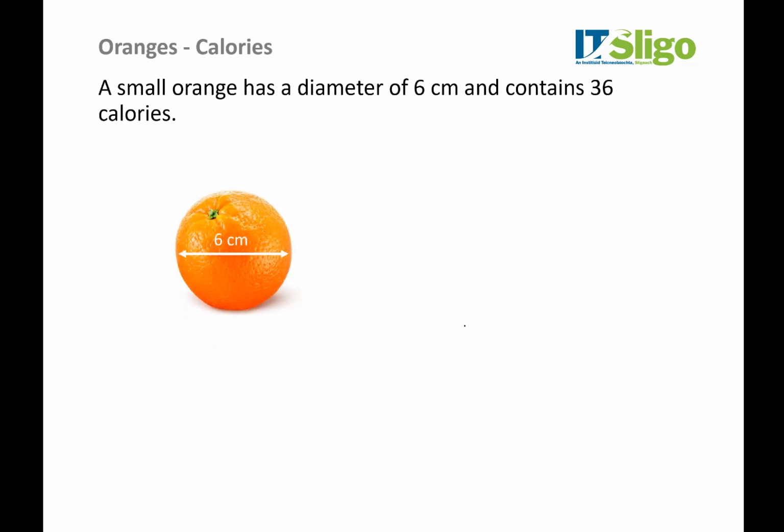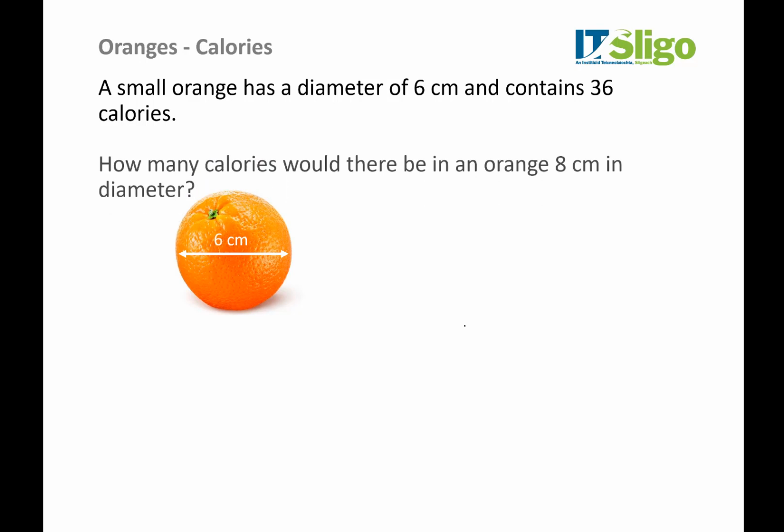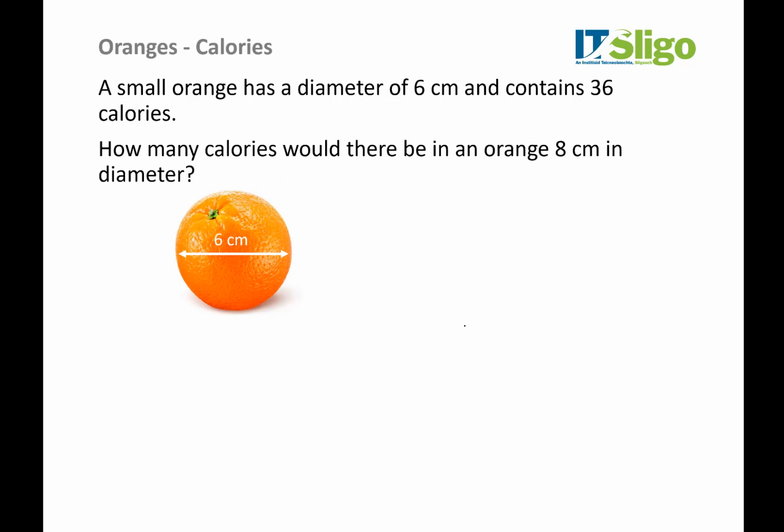So here we have a small orange, and that has 36 calories. I did a little bit of research, so I think that's about right. Now, how many calories would be in an orange 8 centimeters in diameter?